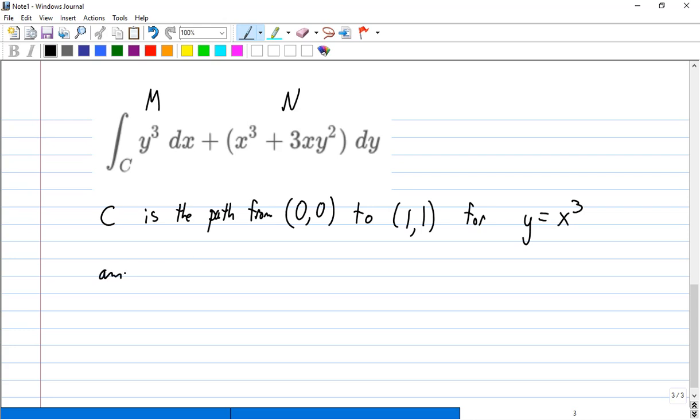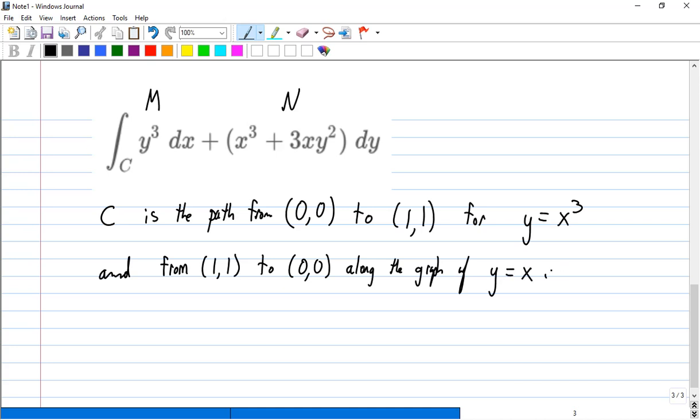and from 1, 1 to 0, 0 along the graph of y equals x.